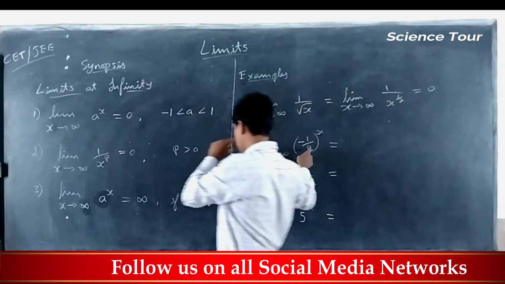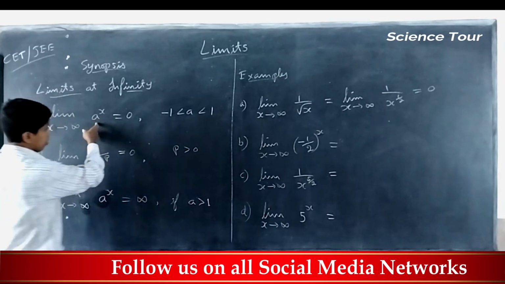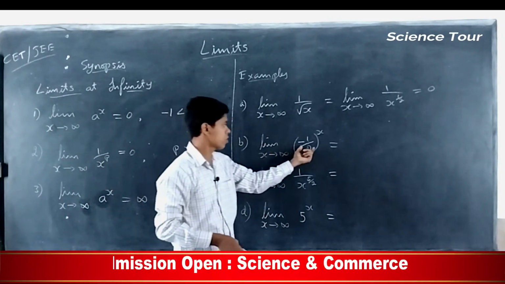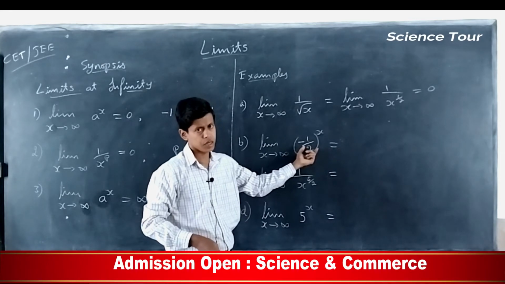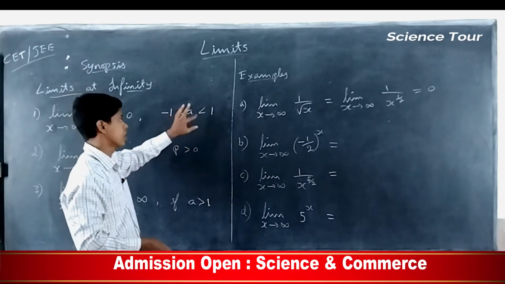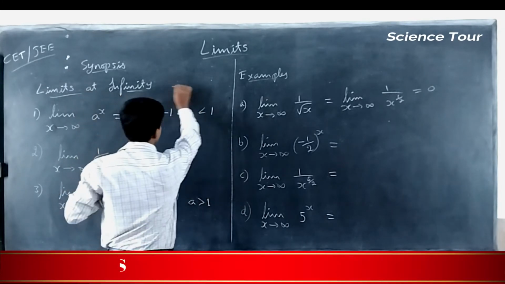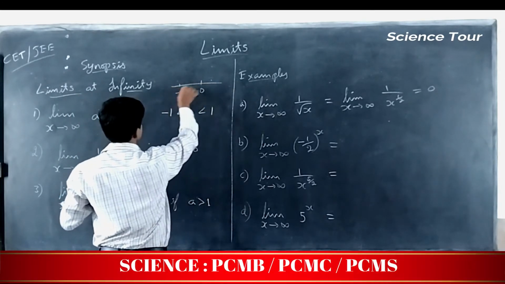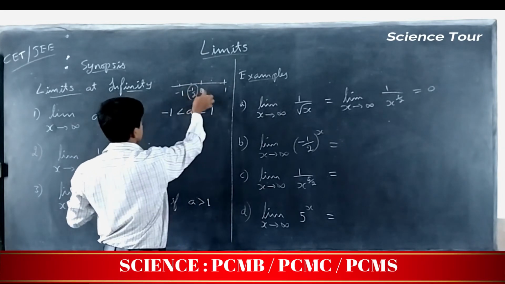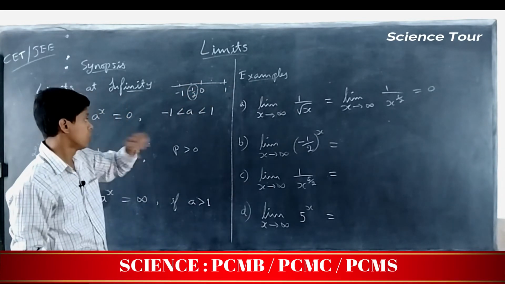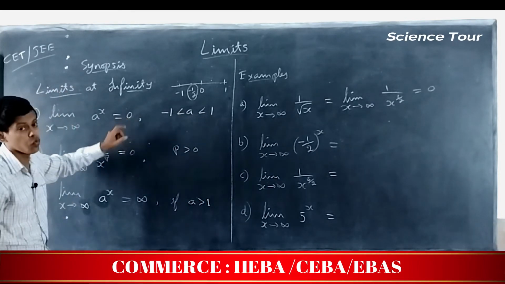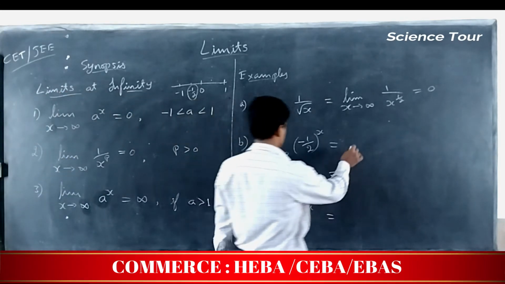Next, this is comparable to this formula. What is a? a is in between minus 1 and 1, because a is minus half. So minus half is somewhere between minus 1 and 0, within this given range. Therefore the answer will be 0.